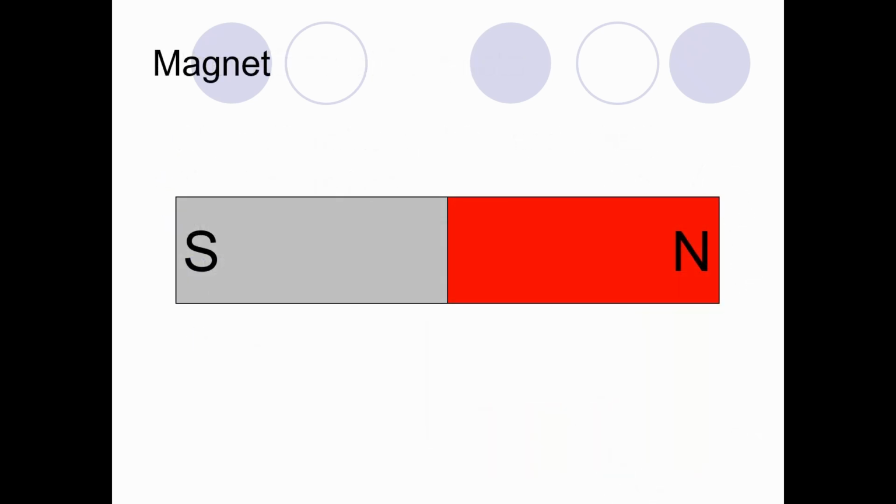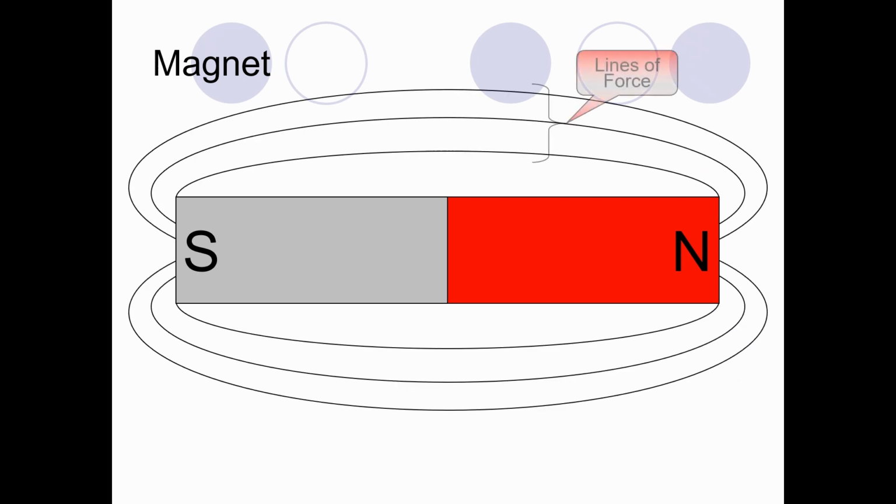If one sprinkles iron filings around a magnet, they will align themselves in a circular pattern. This pattern is known as the magnet's lines of force. Magnets can affect ferrous metal without touching it. The lines of force align themselves in a circular pattern outside the magnet.